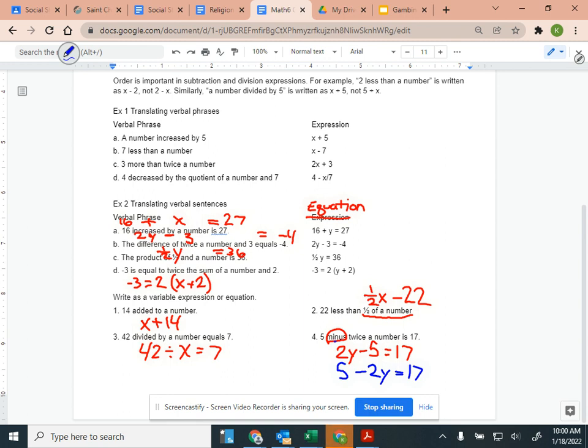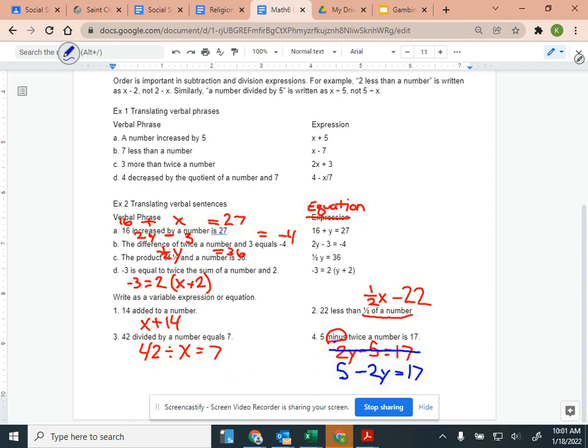22 less than the number, you have to flip it. If it's less than, you flip it so you're subtracting on the other side. But when we say 5 minus twice the number, we want 5 minus the 2y equals 17. So sometimes you write it exactly the way it's written. Sometimes you have to switch around where you're subtracting or dividing. So you have to be careful and really think it through.